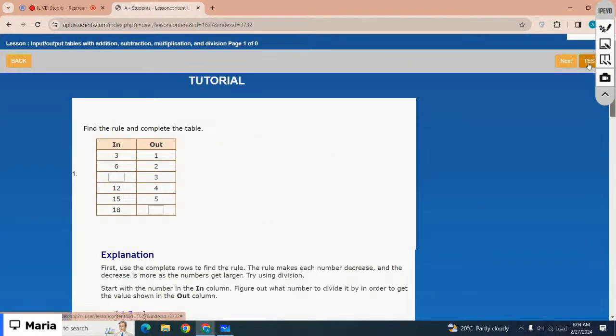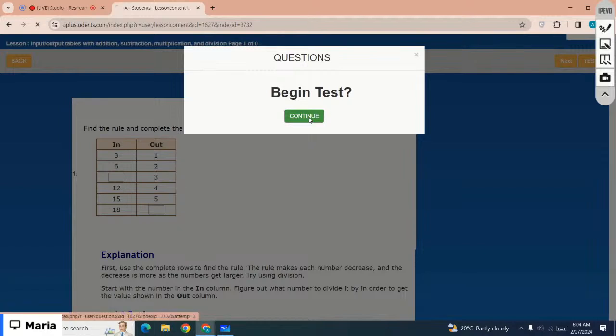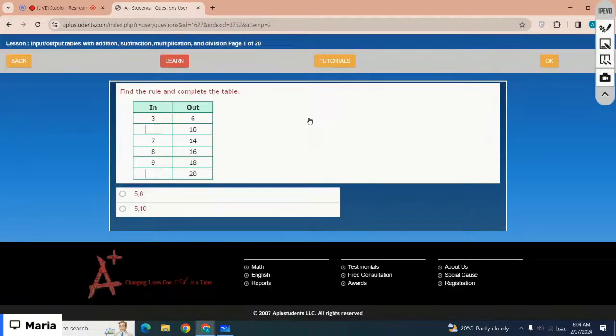Let's start with the test questions. Okay, find the rule and complete the table. You have to find the rule first and then you have to complete the table, right? So how do you find the rule? Just look at the input and output values carefully. You can find the relationship between them, right?